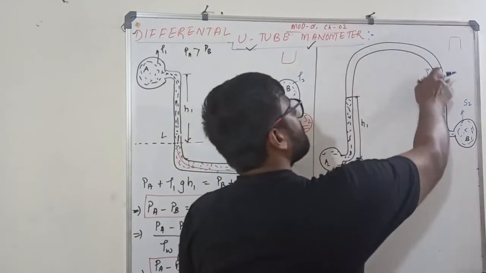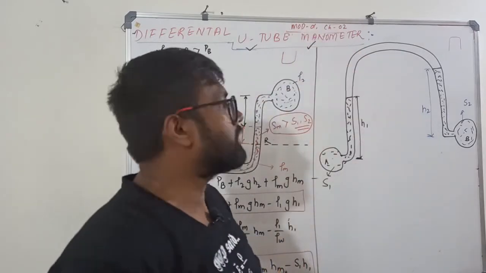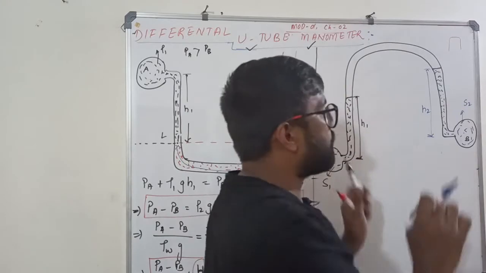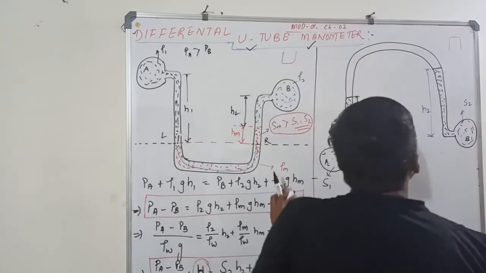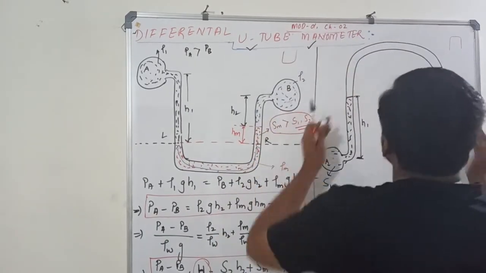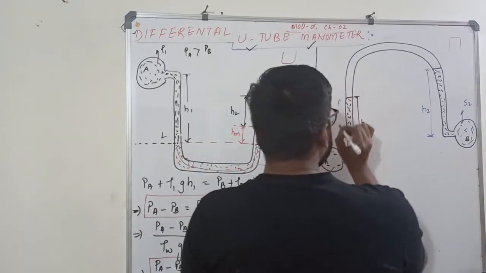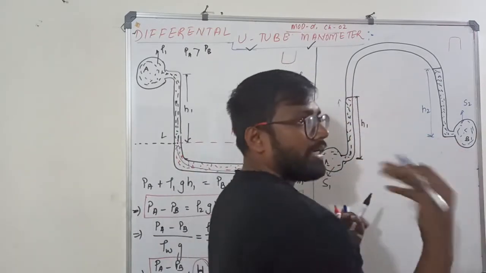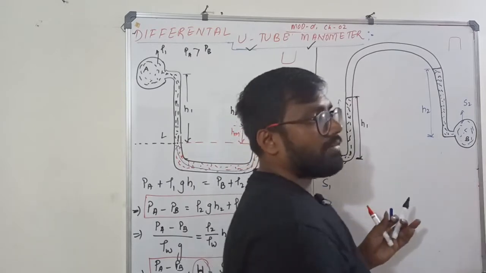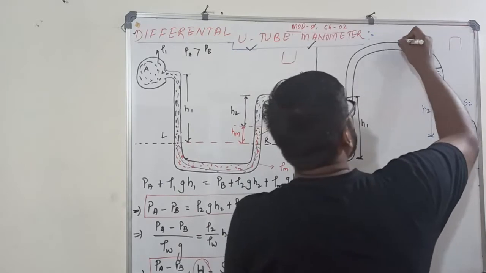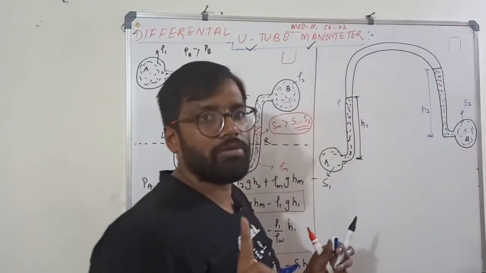Now initially this has air. That means when you have connected the manometer, both will start applying pressure. Because of the pressure applied here, it is air, so it also transmits, the pressure is equal in all directions. So the same pressure will come and attack here also. So there is no problem in that.